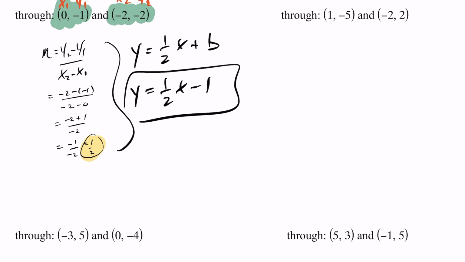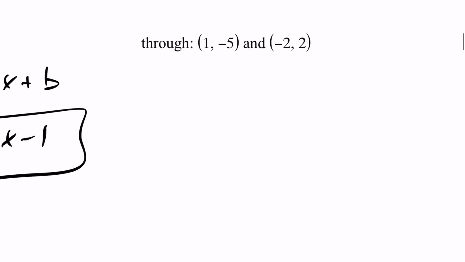So again here, we happen to have been given the y-intercept as one of the points to work with. If I didn't have that, I would have to pick one of these points, sub it in, and solve for b. Let's take a look at how that would play out in the next example.